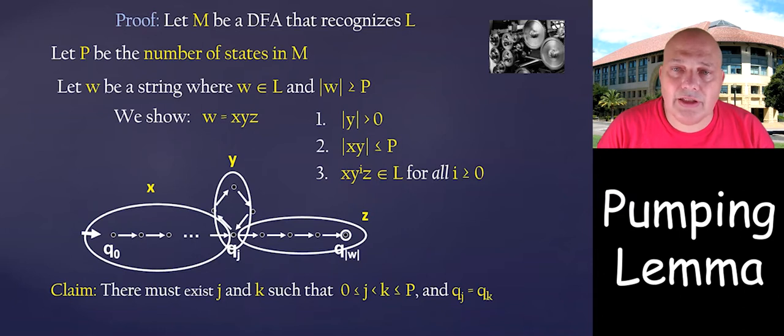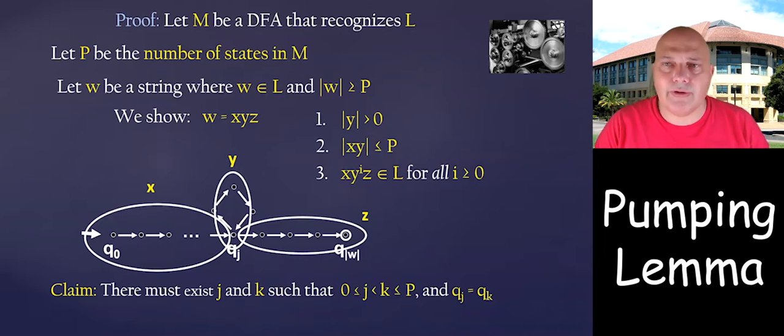And finally, the fact that x y^i z is in L for every i comes because you take x, and now let's say that you omit y, you'll just continue to accept. You take y once, you take this cycle once, and then you continue to z. And you can take this cycle again and again and again, and at the end of each one of these times, you're still in the same state. So z will still get you to accept.